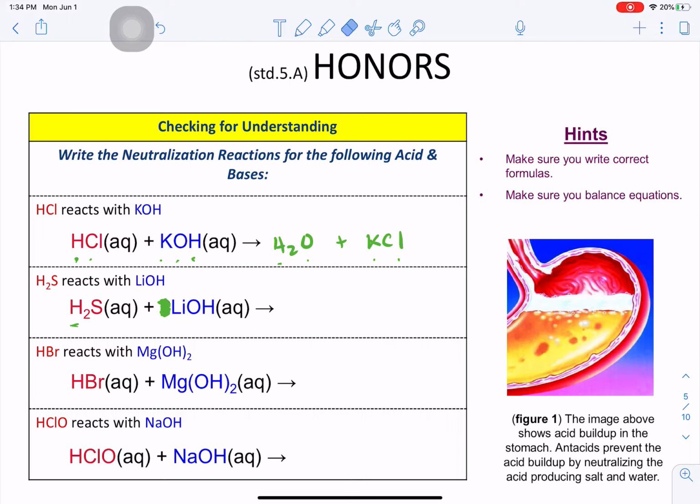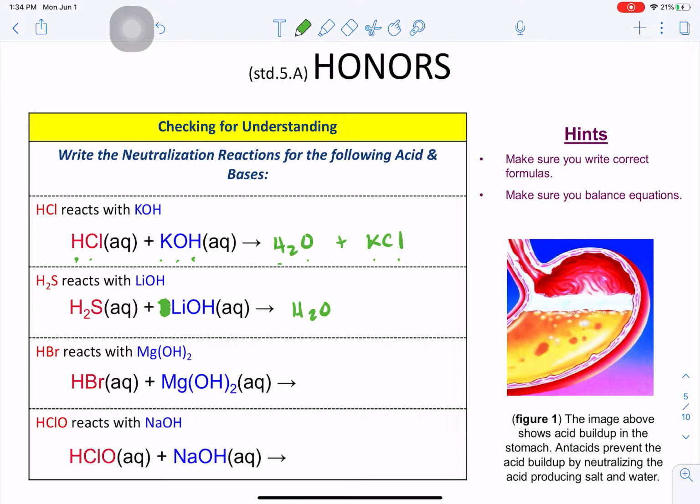Remember, every single time water is produced, write it down. You may say, oh, Mr. Mitchell, this is H2 reacting with OH. That's 3 H's. And no, we're going to make up for that last H when we balance it. Water is produced every single time. Every single time.